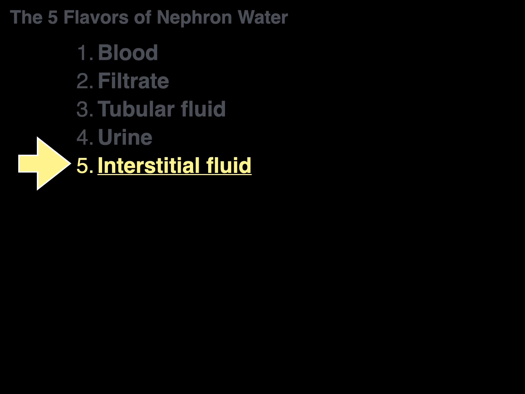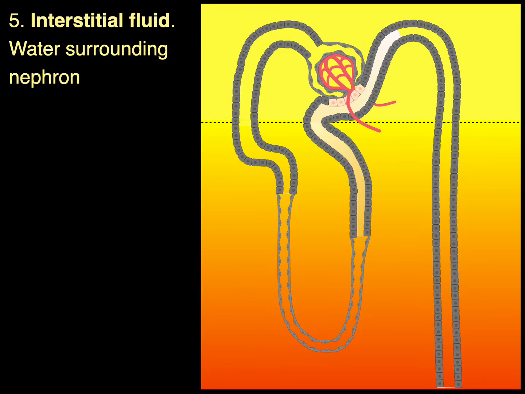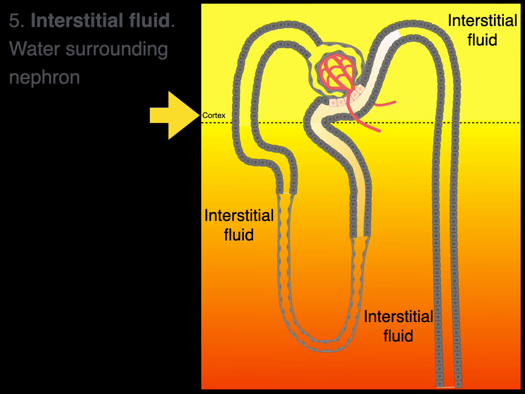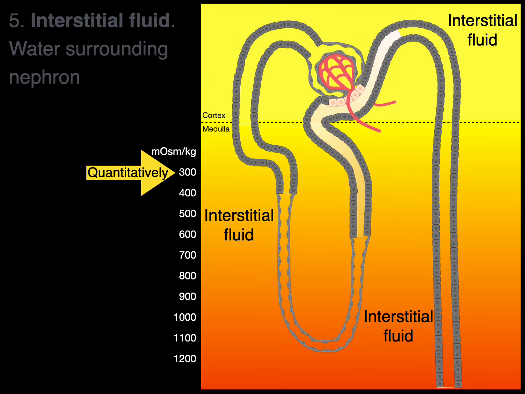Finally is interstitial fluid. Interstitial fluid is the water surrounding the nephron. Basically everything surrounding the nephron is interstitial fluid. There's the cortex, there's the medulla, the renal cortex and renal medulla, and we actually give the osmolarity quantitatively. So the cortex and top of the medulla is 300 milliosmoles. By the time we get down to the bottom, it quantitatively becomes 1200 milliosmoles, and I show that qualitatively through these colors as well. Okay?